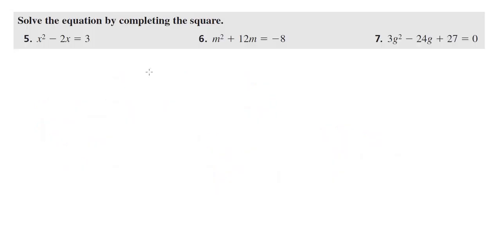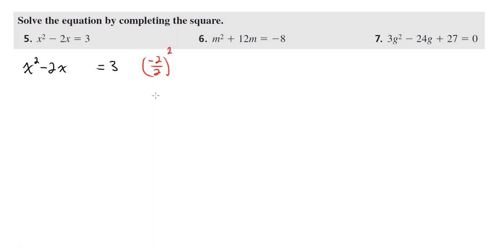All right, so now go ahead and pause the video and see if you can answer questions 5, 6, and 7 by completing the square. Let's take a look at question number 5. Once again, you see I left a gap here. So we're going to take our b value, which is negative 2. We're going to divide it by 2 and then square it.